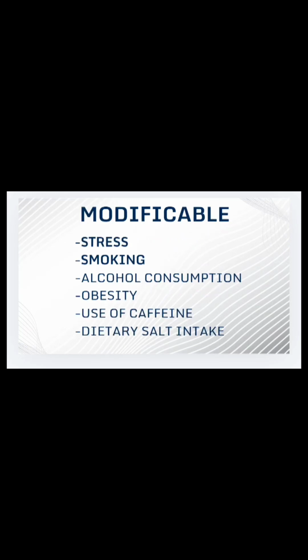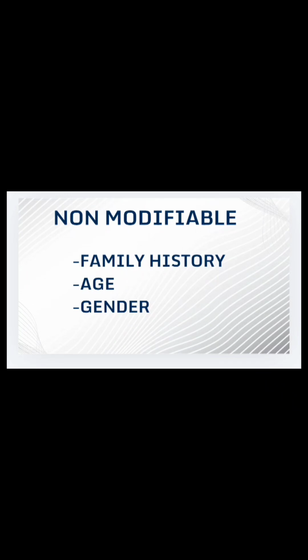Coming to the etiologies of hypertension. There are two etiologies, modifiable and non-modifiable. Modifiable etiologies are stress, smoking, alcohol consumption, obesity, use of caffeine, and dietary salt intake. Coming to the non-modifiable etiology, these are family history, age, and gender.